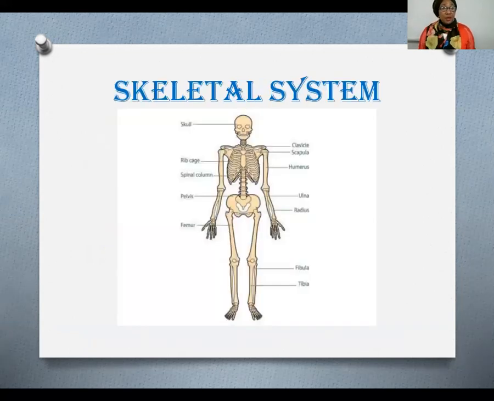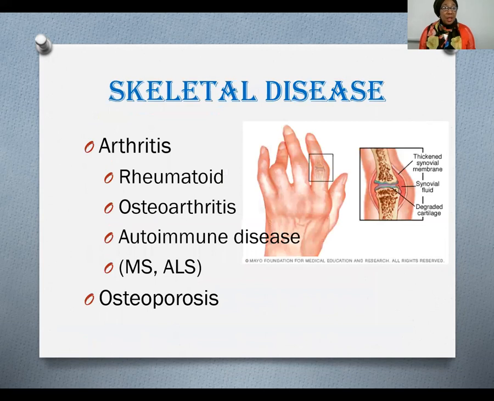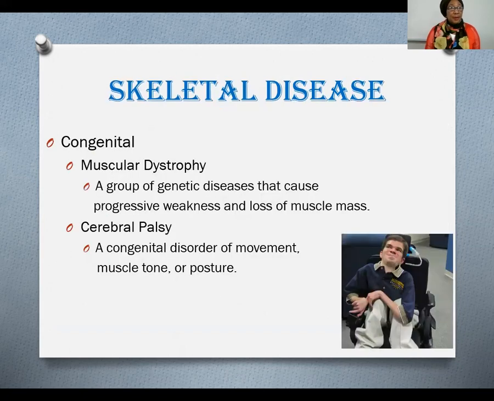The musculoskeletal system: you will see arthritis, rheumatoid, osteo, autoimmune, all these conditions. Physically, you will see people who have these skeletal diseases. Congenital ones may be muscular dystrophy. That's how they were born. Cerebral palsy is another one. It's not their fault, and that's just how they happened to be.